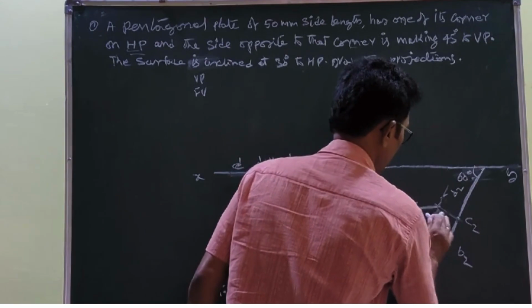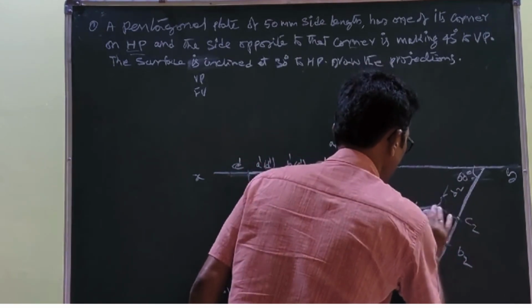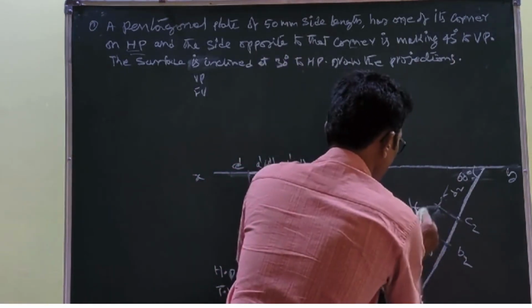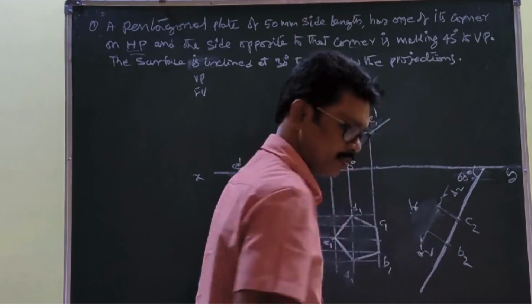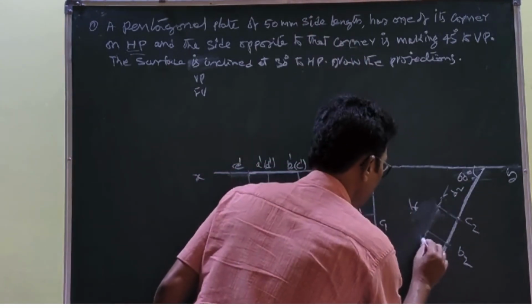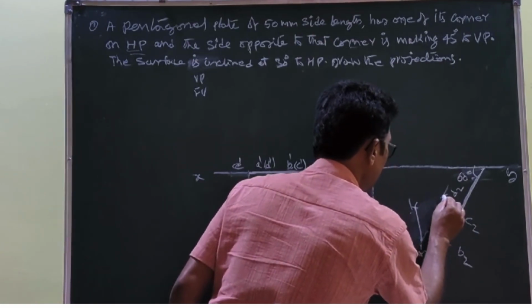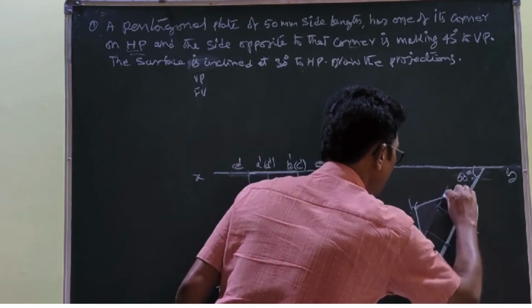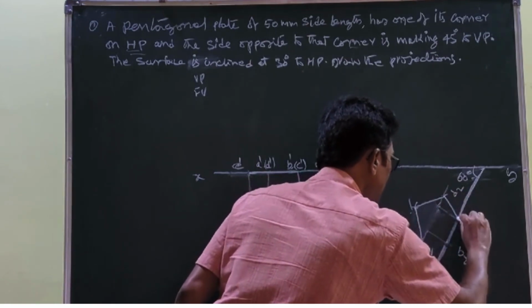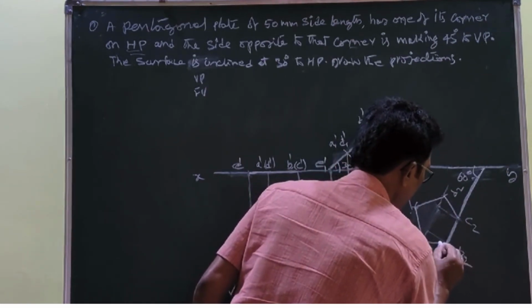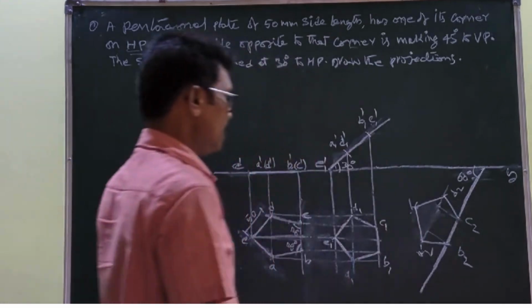Okay, so now, sorry, not this one. From here D2, join here, this is also D2. A2 you join here, D2 to C2 you join here, A2 to B2 you join here, like this.